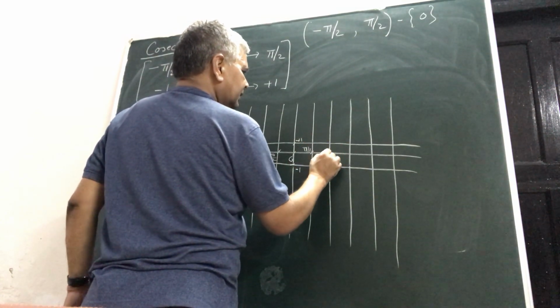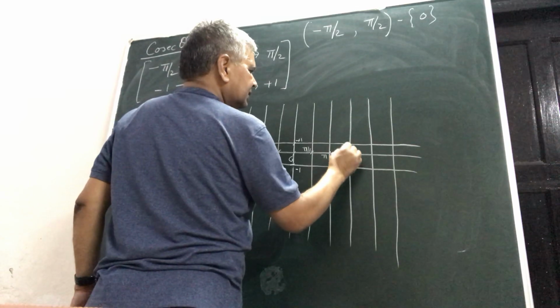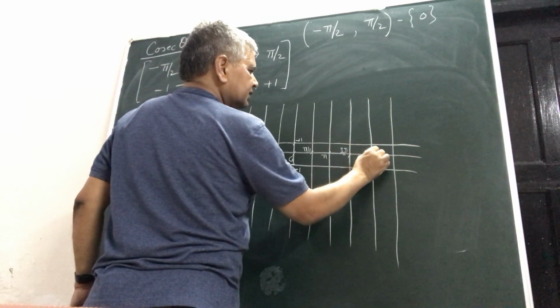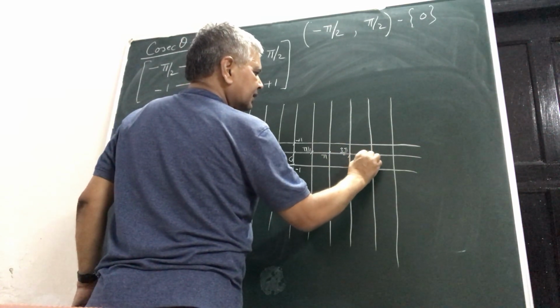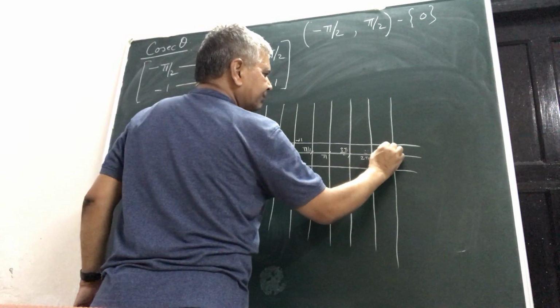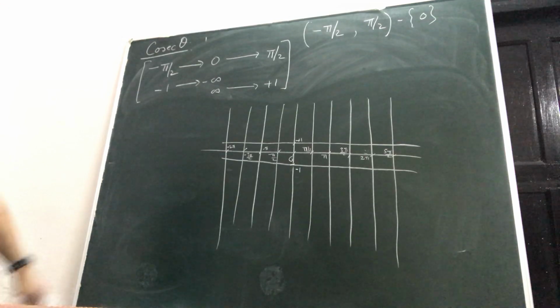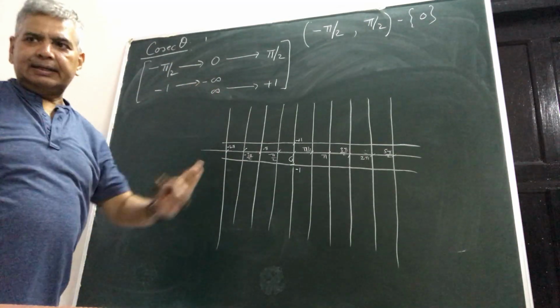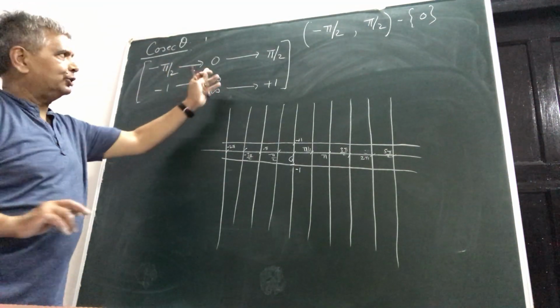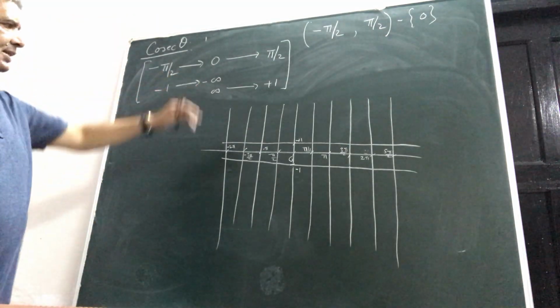And this is pi, this is 3 pi by 2. This is 2 pi, and this is 5 pi by 2, and so on and so forth. These vertical lines are the spacing. Now, what will be the trick is? Firstly, you draw it, and then I will show you that you will get the same thing.